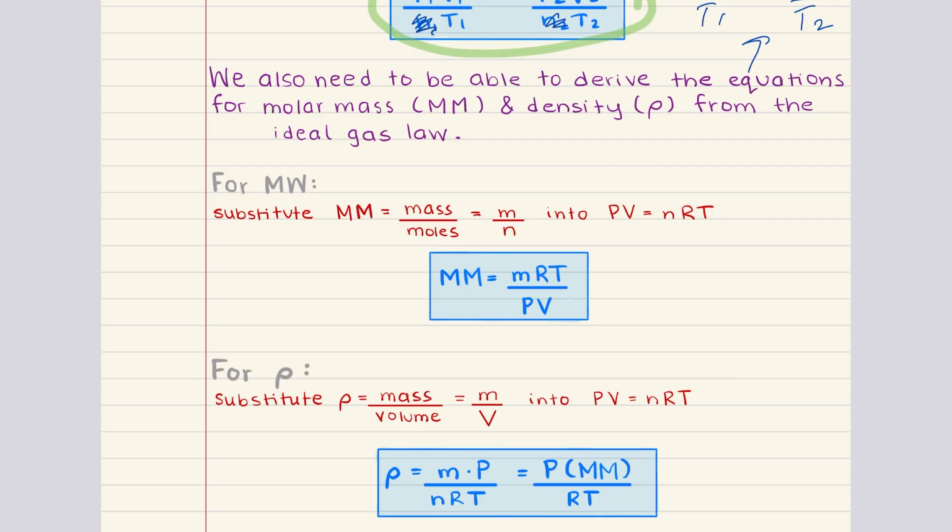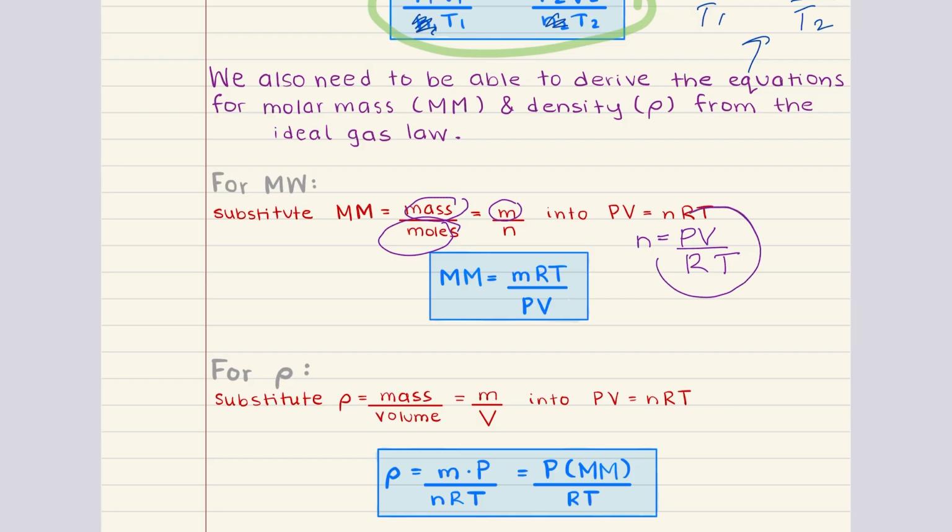Molar mass is defined as the mass of a substance per mole. And we can write this as m divided by n. Now, from the ideal gas law, PV equals nRT, we can rearrange this equation to have the number of moles on one side and all of the other variables on the other side. In this case, we get that n is equal to PV divided by RT.